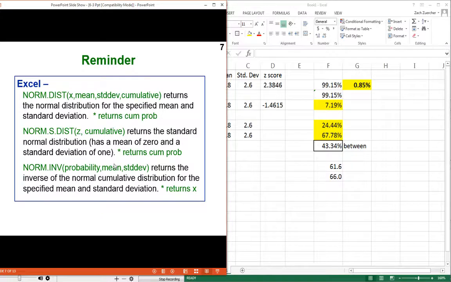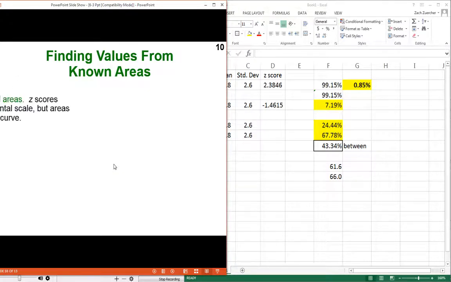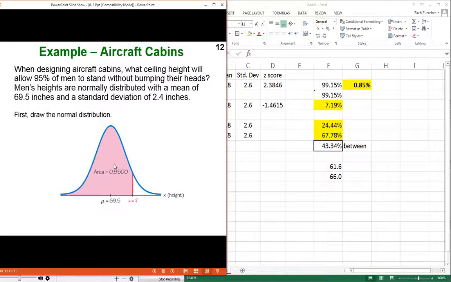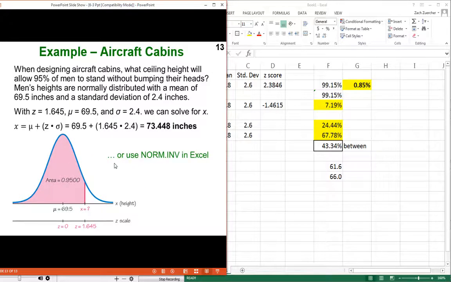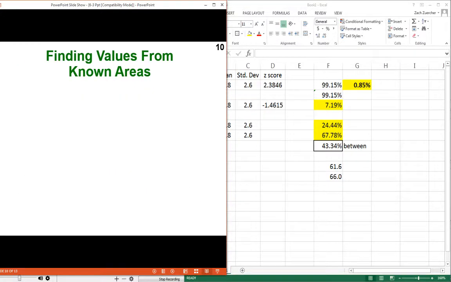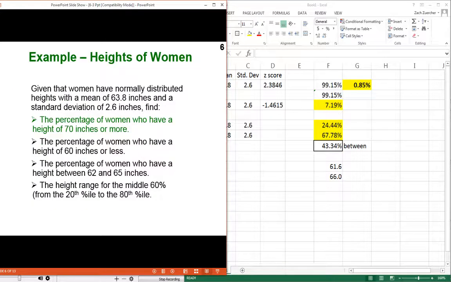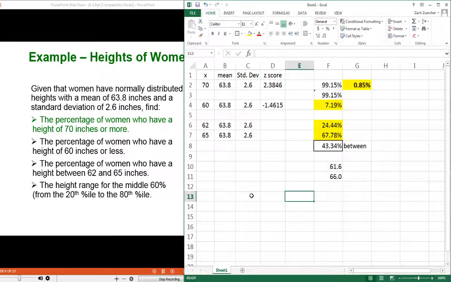Okay, so take a look at this PowerPoint. You can read through it on your own, giving you several examples between the height of men and aircraft cabin, and these 4 cases here with the height of women. You've got 5 different examples to learn from, and each of those 5 can be solved using Microsoft Excel. All right. Hope that all helps.